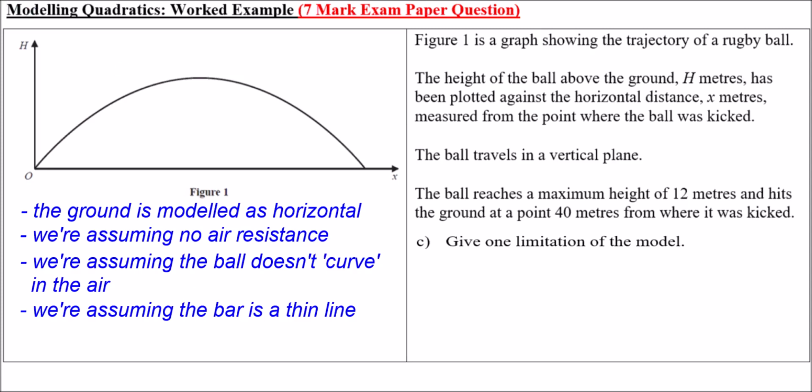Something else we could have mentioned, very similar to this one about the ball curving, we're assuming the ball has no spin. If a ball has spin on it, rugby balls often spin through the air, that would affect the air resistance in a very complex way and would mean our simple model doesn't quite match up to reality. So we're not saying our model's useless, we're just saying it's far from perfect. So any one of those, or any other similarly obvious common sense suggestion, would give you the extra 1 mark for part C.